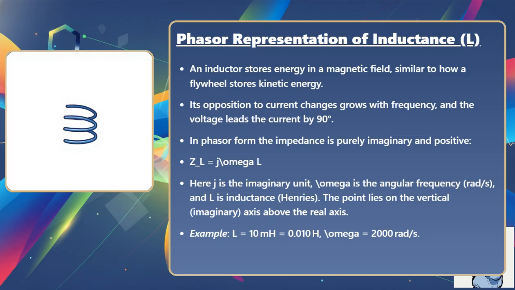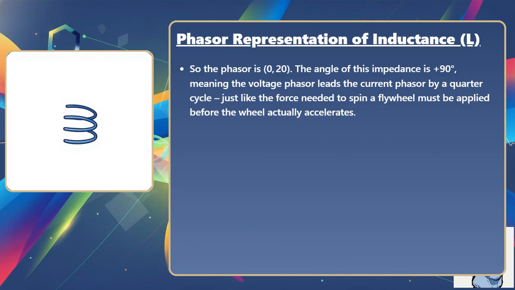Example: L equals 10 millihenries, which is 0.01 henries, omega equals 2000 radians per second. Z sub L equals j times 2000 times 0.01 equals j20 ohms. So the phasor is (0, 20). The angle of this impedance is positive 90 degrees, meaning the voltage phasor leads the current phasor by a quarter cycle, just like the force needed to spin a flywheel must be applied before the wheel actually accelerates.